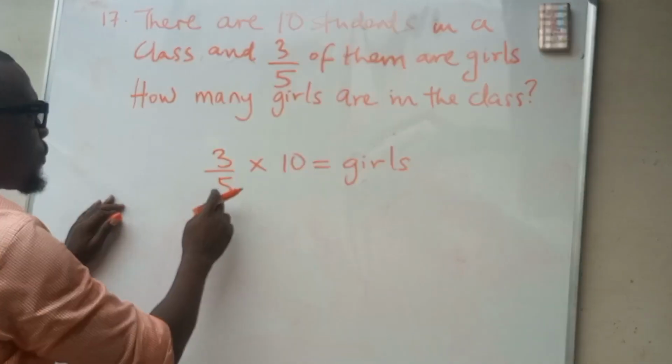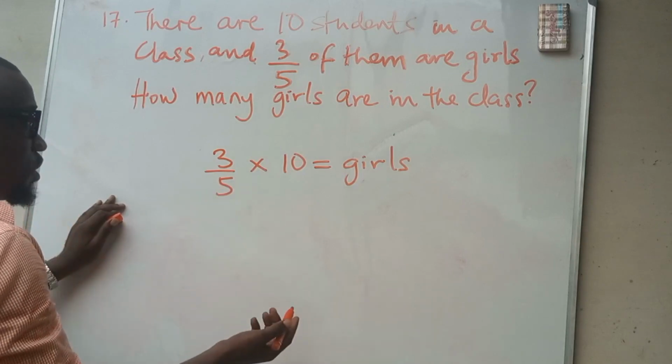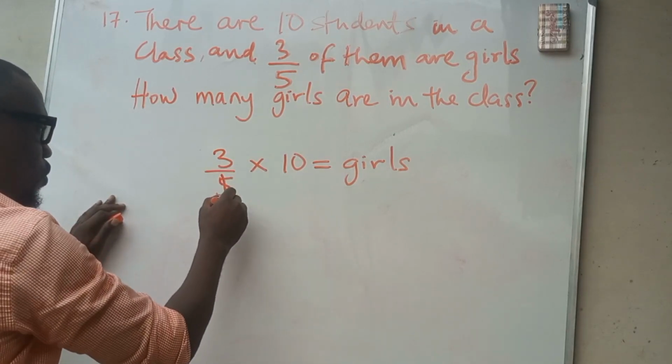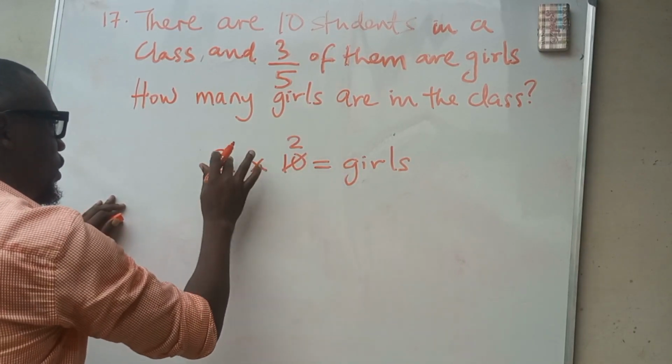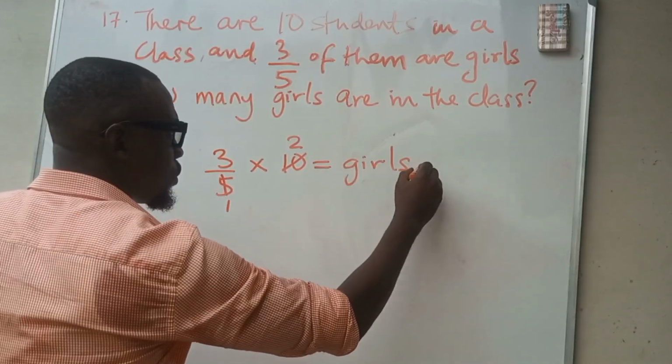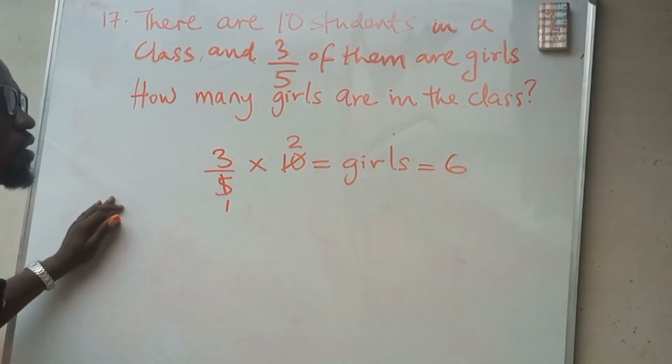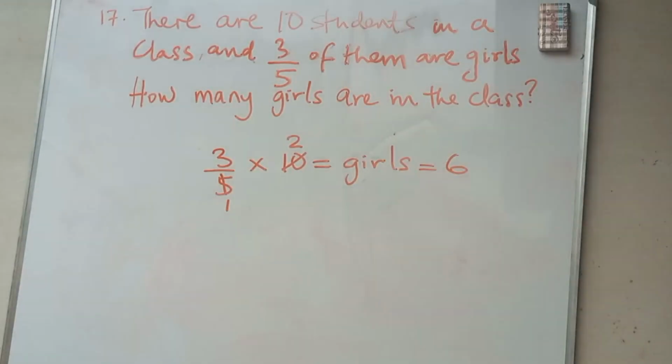Now we have 3/5 multiplied by 10. This one is a simple one. 5 here, 1, 5 here, 2. 3 times 2 is 6. That is the number of girls.